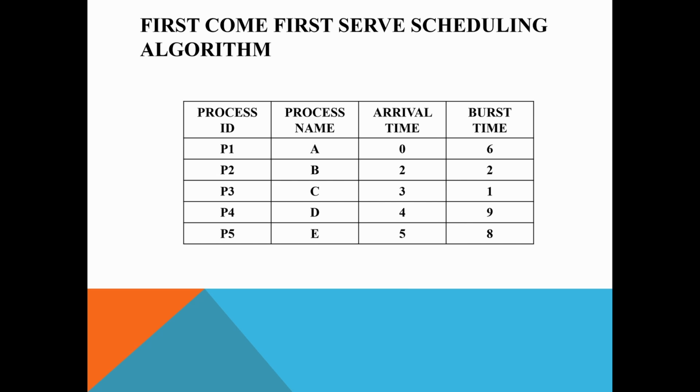Process P2 needs 2 milliseconds. This is called burst time. The number of milliseconds a process needs to complete its execution is known as the burst time. We already saw that. So here the burst times for the five processes are given. Now let's see how to calculate the waiting time, turnaround time, and completion time for these processes.